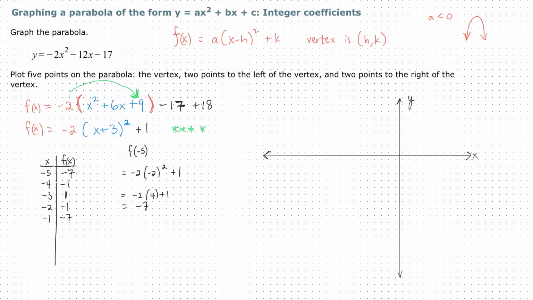So let's plot the vertex first. Negative 3, 1. Negative 3, 1 is right here. And let's go negative 4. Negative 4, negative 1 is right here. And then negative 2, negative 1. I'm sorry, I said negative 3, 1. Oh yeah, negative 2, negative 1. And then negative 1, negative 7. 1, 2, 3, 4, 5, 6, 7. Right here. And then over here, there's another ordered pair. There. Play connect the dots.